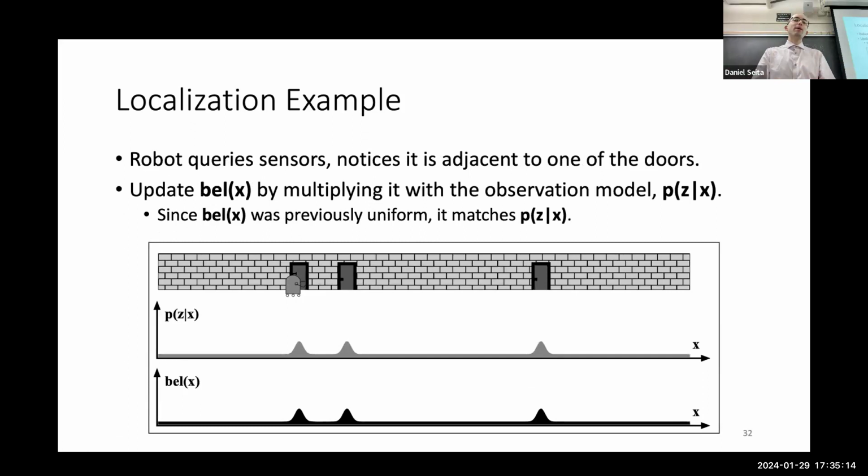Now let's assume that the robot can query a sensor. So the robot has some sensor that tells us whether it is adjacent to one of the doors or not. But because the robot doesn't know where it was originally, if all the sensor information gives you is that the robot is adjacent to a door, then we have to assume that the robot could be at any one of these 3 doors.